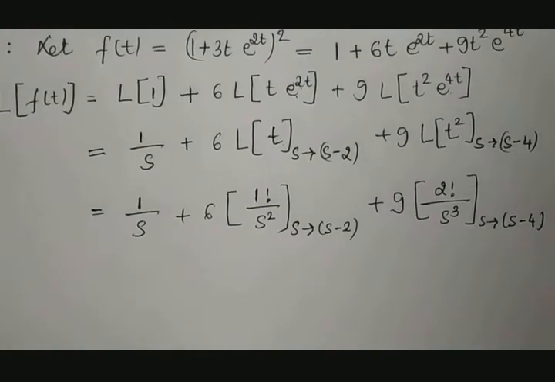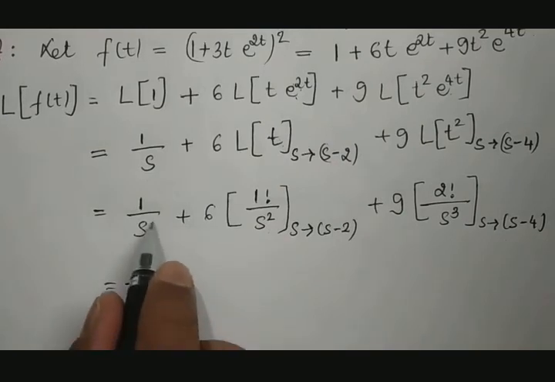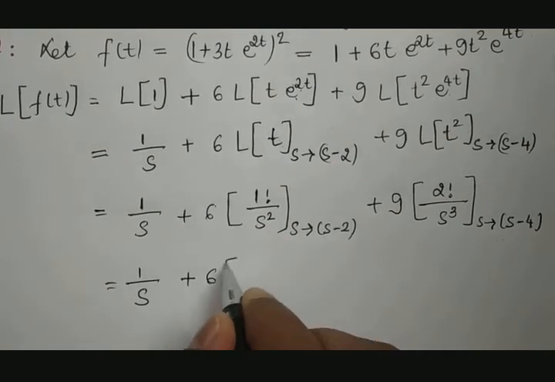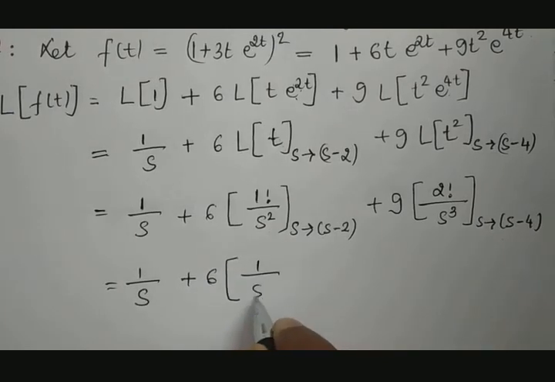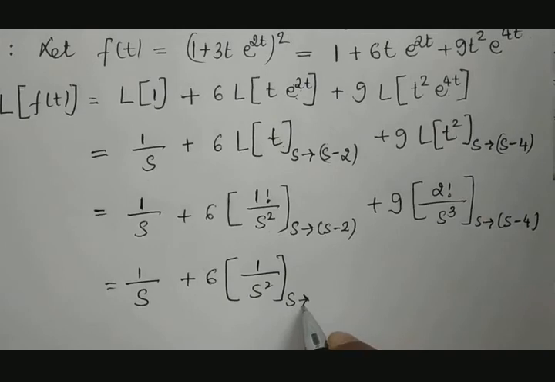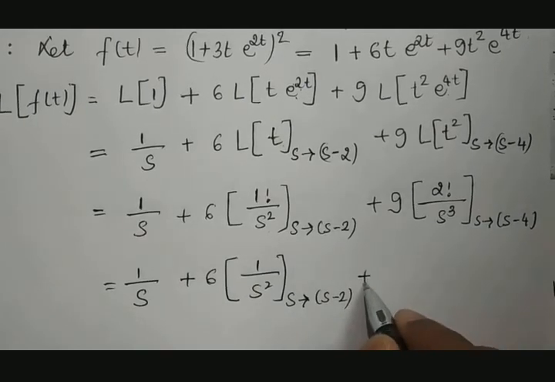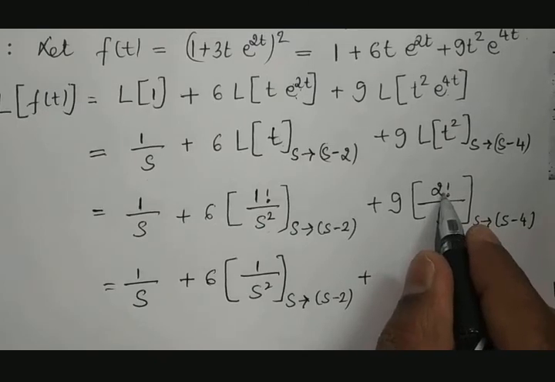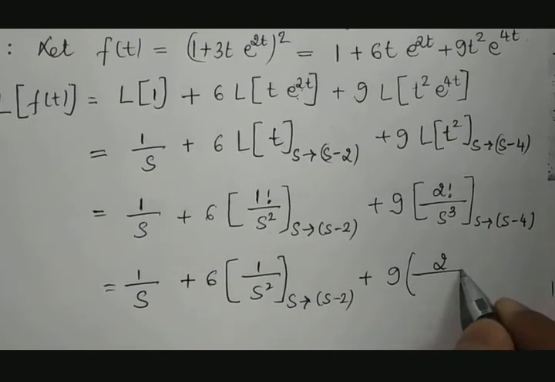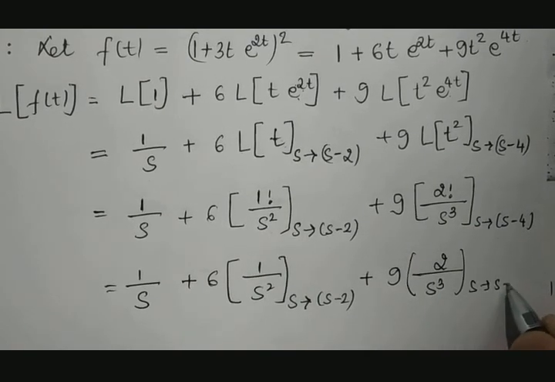Fine. So this is equal to 1 divided by s. This is independent and quite simple. Plus 6 times 1 divided by s square. 1 factorial is 1, divided by s square. Still s is not yet replaced. It is going to be replaced. Plus 2 factorial is 2. So 9 into 2 factorial is 2 divided by s cube, where s is going to be replaced by s minus 4.